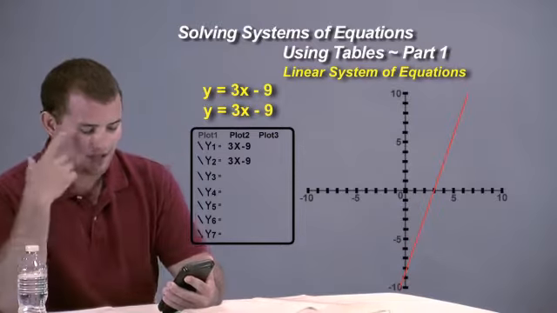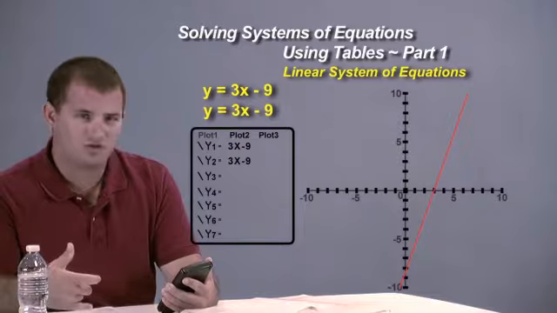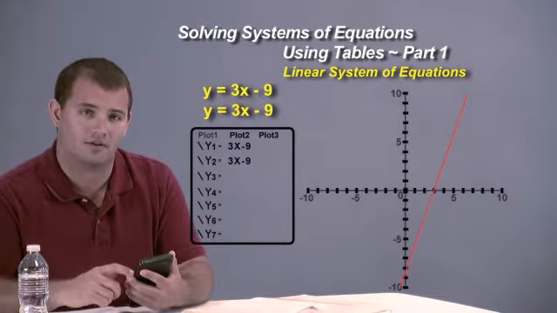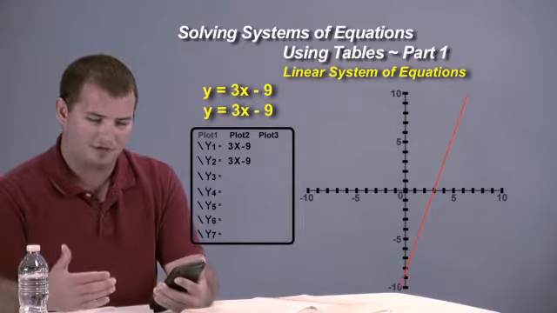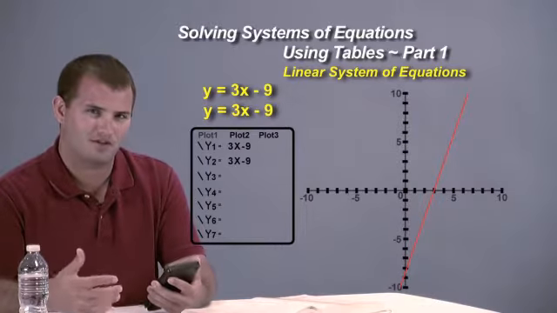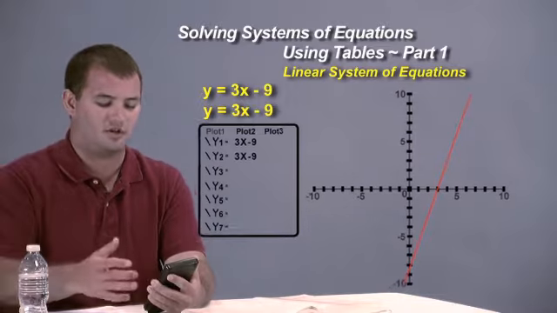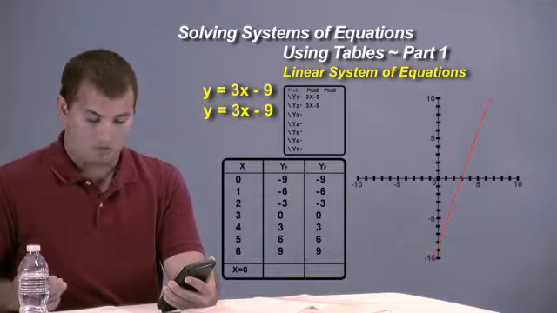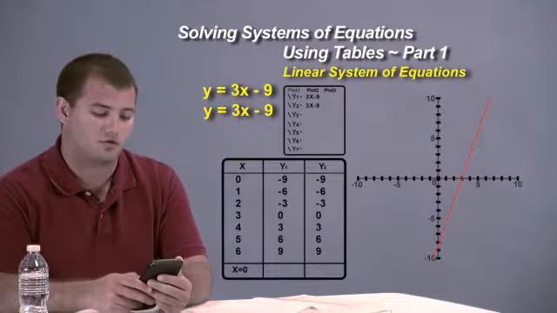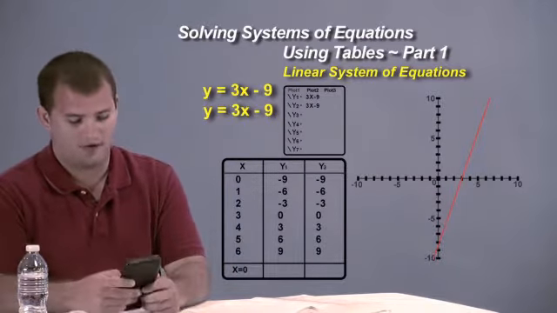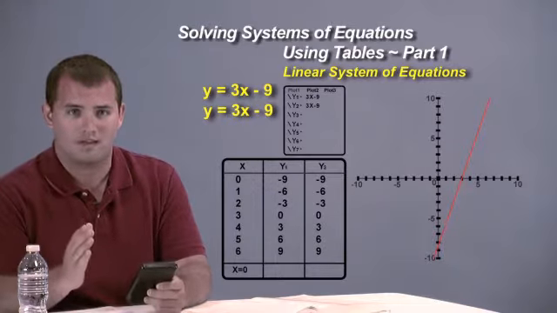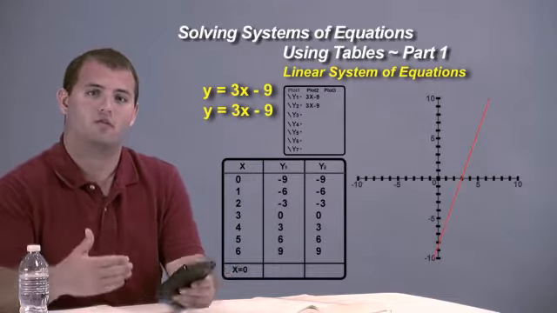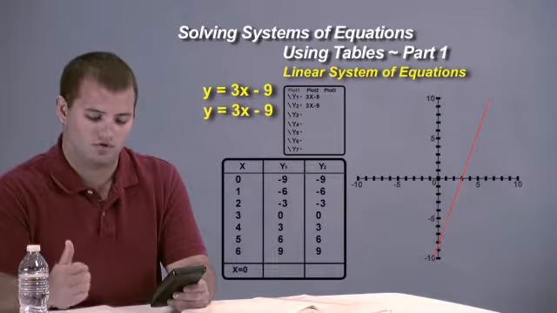And looking at the graph, we see that there's just one line on our calculator. And looking at the equations, we could tell that they're the same equation. Let's look at a table of values now. So to do that, we'll push second graph on our calculator, and we can scroll and scroll, and they will be equal at every x value. So we know that these two lines are the same, and therefore there's an infinite amount of solutions. Okay?